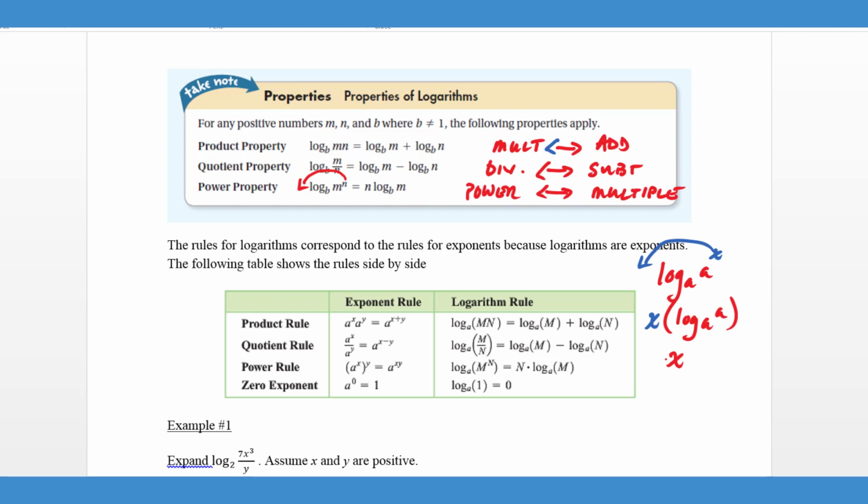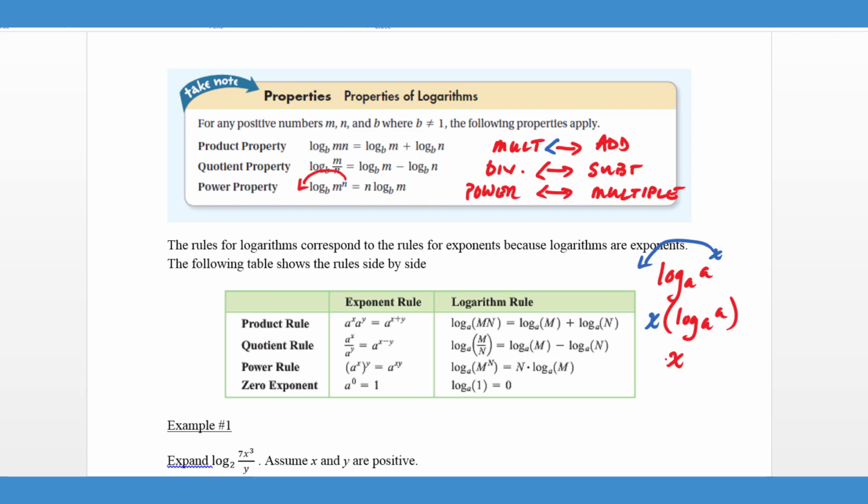Now, in the following concept box, we show you how the exponent rules and the logarithmic rules match each other. You see the product rule, where we're multiplying with the same base, so we can break that up and add the exponents.